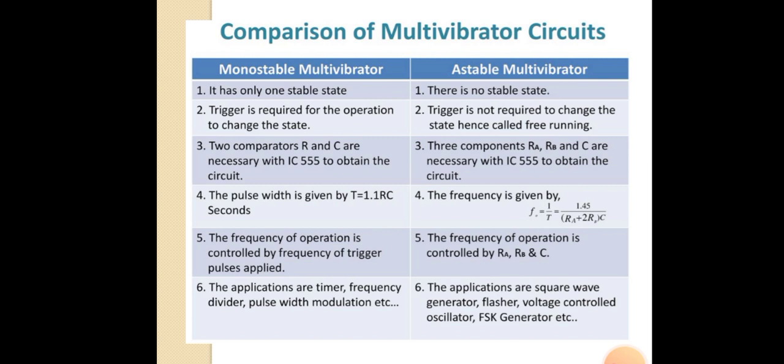The last one is the applications. In monostable, they are timer, frequency divider and pulse width modulation, etc. Whereas the astable multivibrator applications are square wave generator, flasher, voltage controlled oscillator, FSK generator, etc.